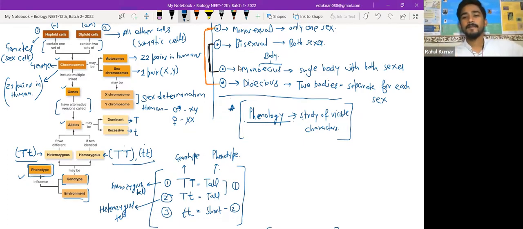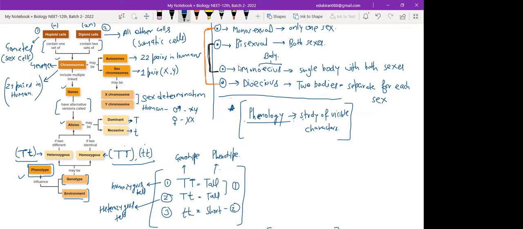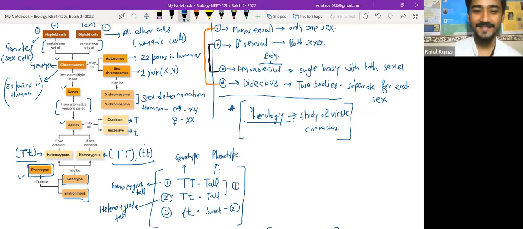What is monoecious and dioecious? Dioecious is separate sexes in two bodies, and monoecious is both sexes in one body. One body. Yes, correct.